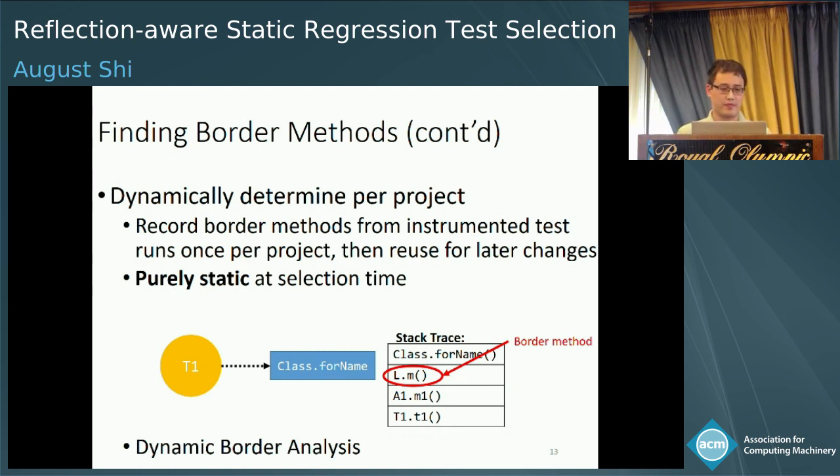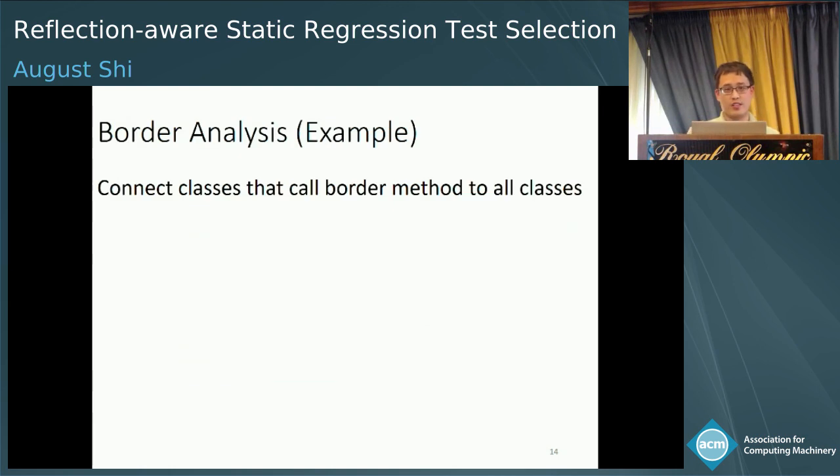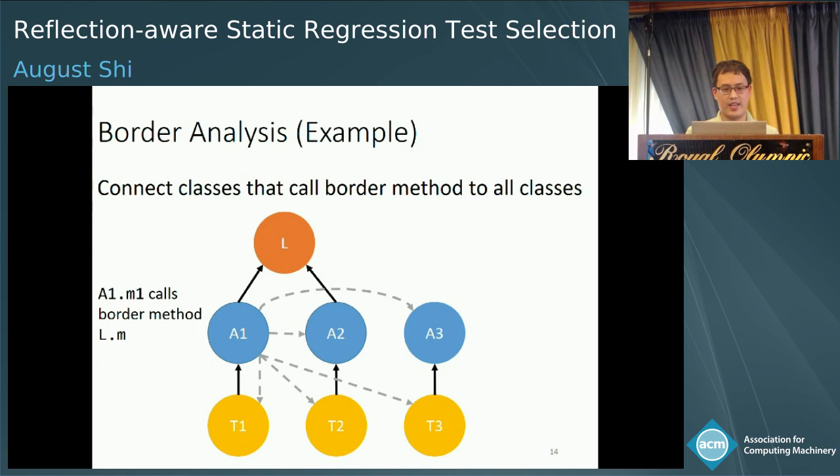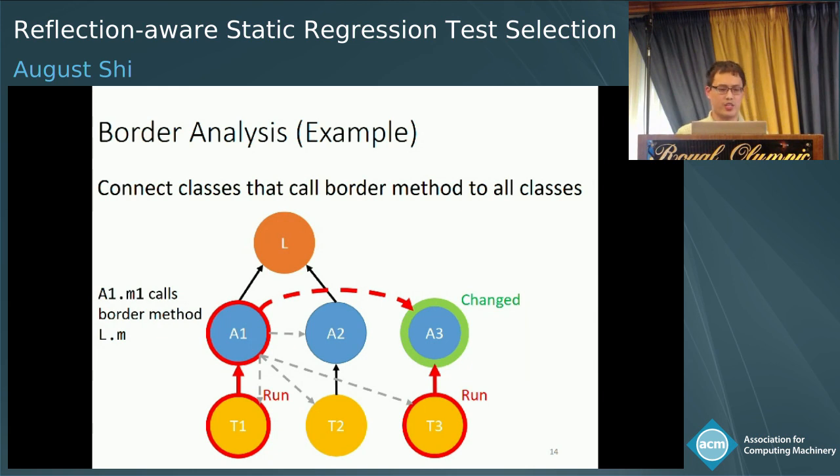So to illustrate how this works now in the overall scheme of the selection, basically all classes that call border methods connect to all other classes. At least that's our approximation. So we see that in the code, the method a1.m1 calls the border method l.m. So we say it can connect to any other class in the project. So when A3 changes, we don't just select T3, we also select T1, which can potentially be affected by the changes on A3, but we don't have to select T2, so we're still saving some time from test selection.